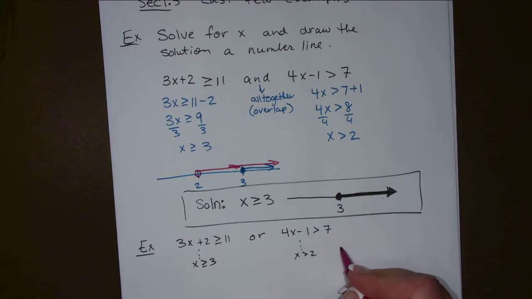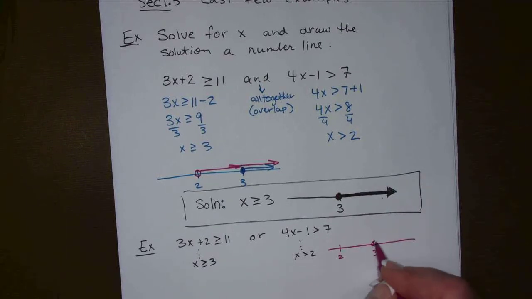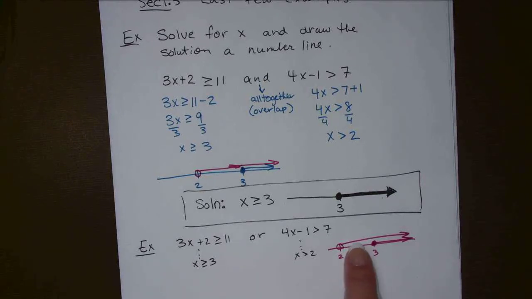But now "or" means what? So "or" does not mean the overlap. It means where anything is. Anything at all. Either one or the other, it doesn't matter. So we have to include this part as well. It's not just the overlap, it's everything.